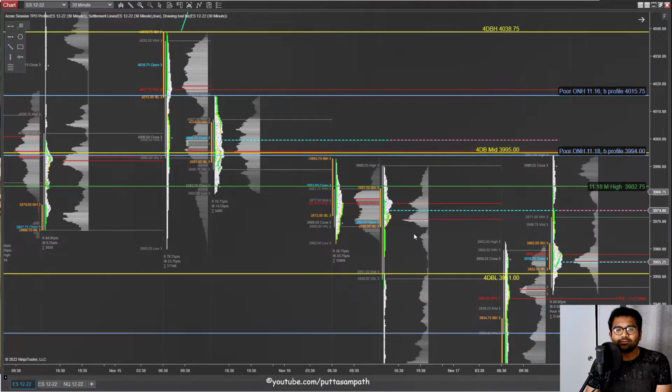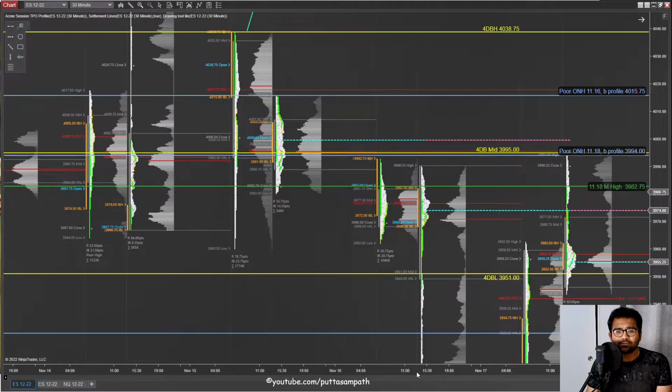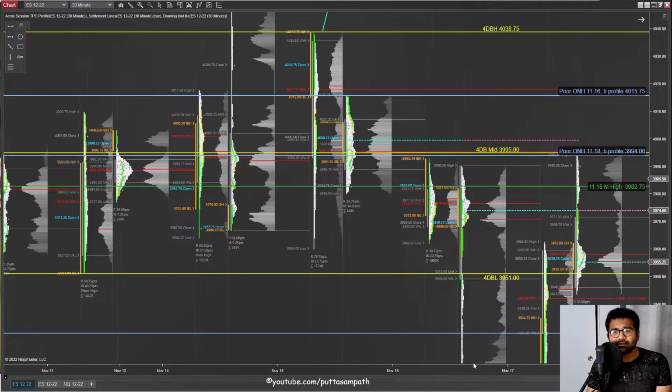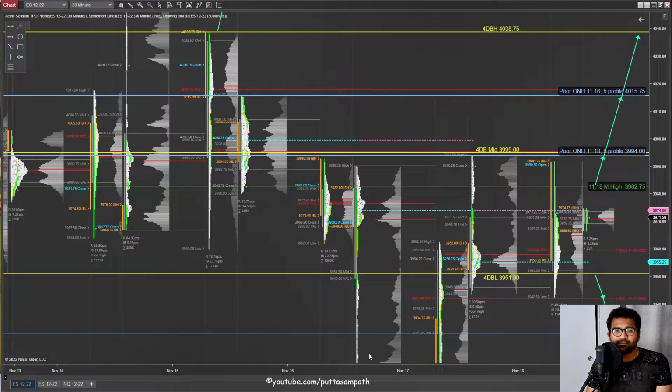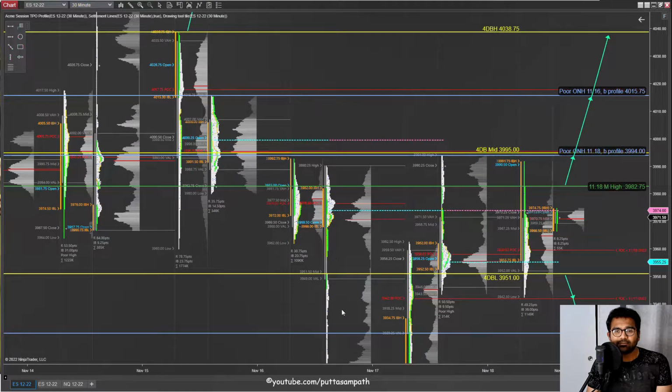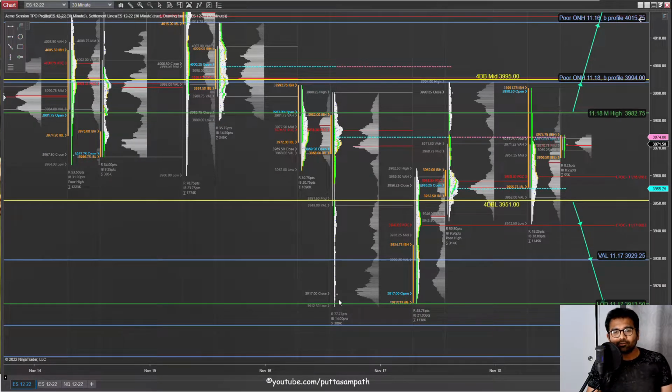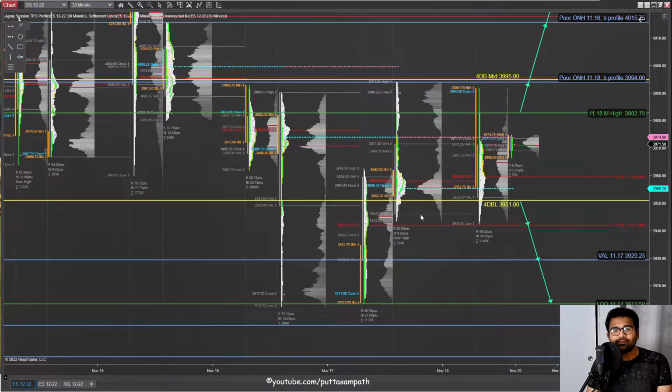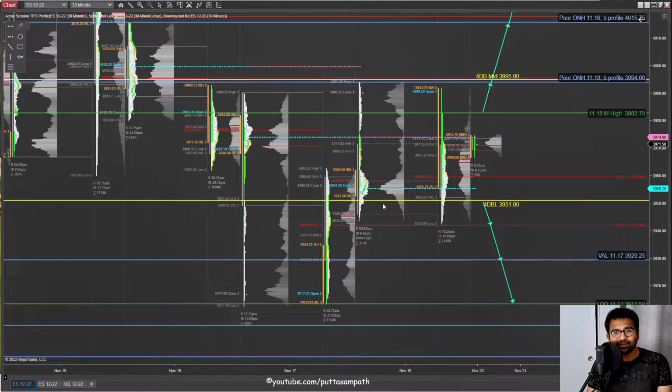And then on what day was it? November 16th, that would be, I think, Wednesday. On Wednesday we broke the balance low, and then closed almost near the low of the day. And then the following day, which is last Thursday, we again had opened near the gap down area. So one day gap up and then another day gap down.